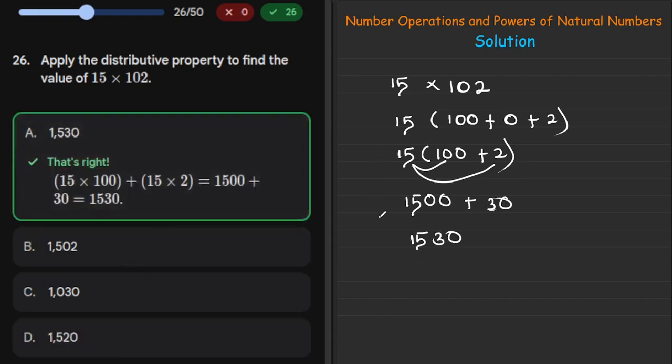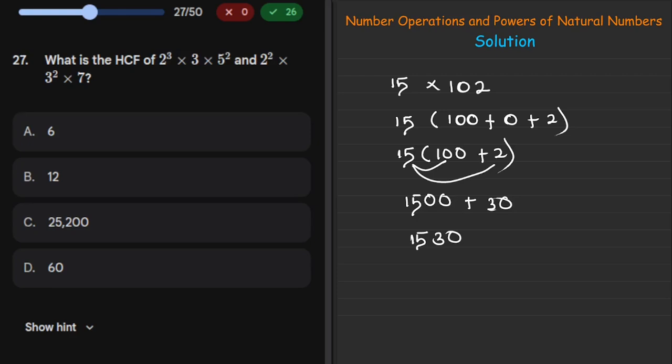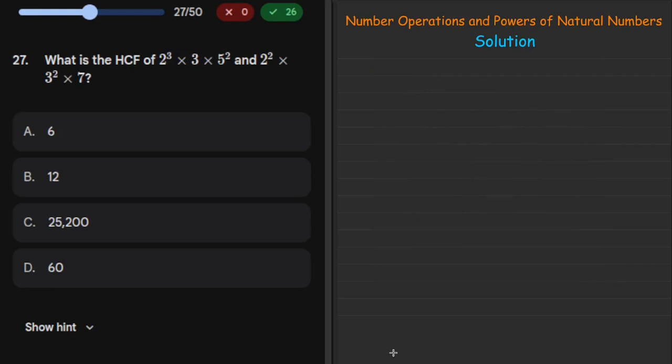So you see, this distributive property is a very quick and easy way to solve some of these multiplication problems. Our next question says, what is the highest common factor? So we have 2 to the power 3 times 3 times 5 squared, and we also have 2 to the power 2 times 3 to the power 2 times 7.